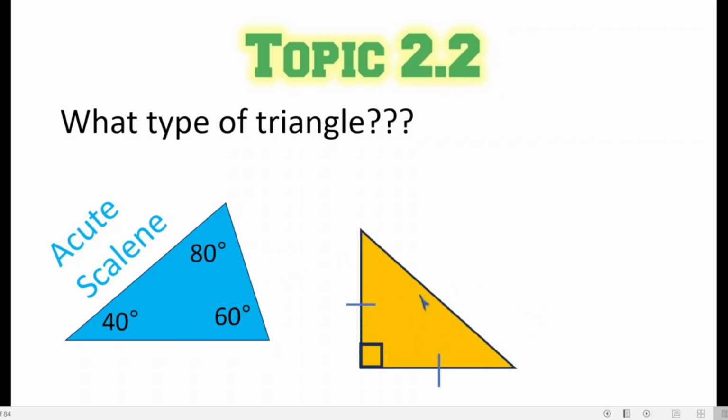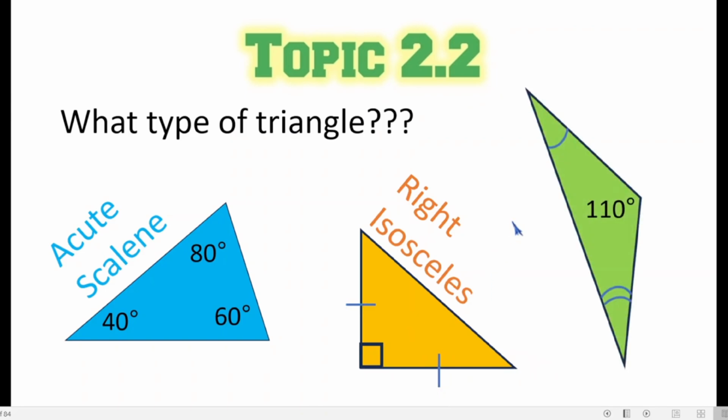Okay, how about this one, class? What is the type of triangle of this? We have markings here indicating that this side has one tick and this side has one tick. So this means that these two sides are congruent, and we have this marking as well for this angle. So what do you think? This is a right triangle, since this is the 90 degree symbol, and isosceles because two of the three sides are congruent according to the markings.